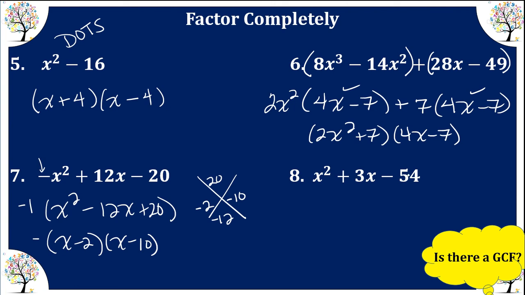And there's no GCF. Our graphic organizer, 1 times negative 54, and then we have 3. So 54, 6 and 9, I believe, and the 6 needs to be negative. Our A is 1, so we can say x minus 6 and x plus 9.